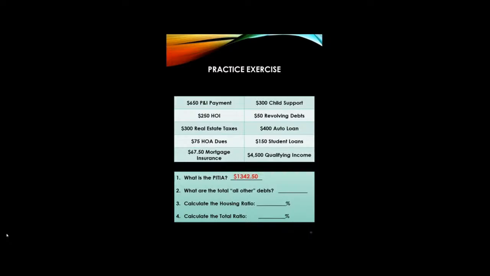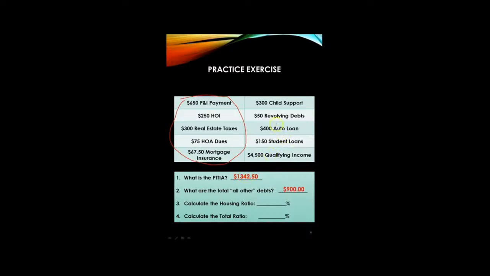Okay, it's $1,342.50. So we're taking this, adding this up, and that's the number we're getting. What are the total all other debts? Hopefully you got that. It's $900.